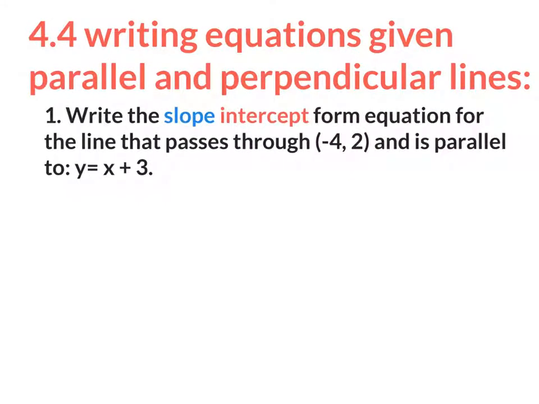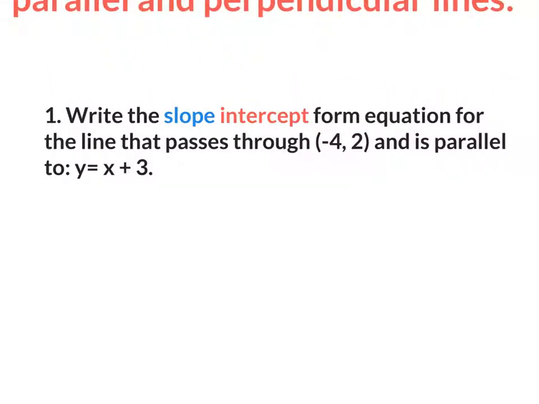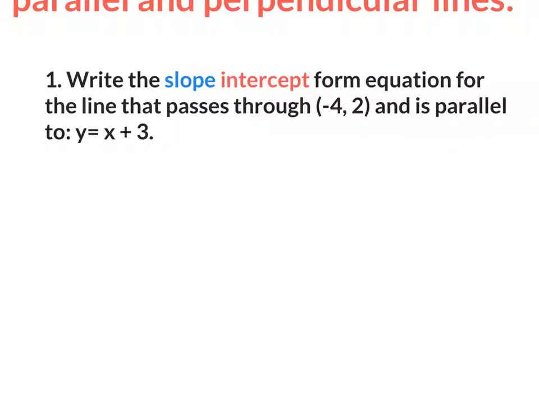Here we go. Everybody jot this down. Number 1, write the slope-intercept form equation for the line that passes through the point -4, 2 and is parallel to the equation y equals x plus 3. So we all know that we want the equation in y equals mx plus b form.